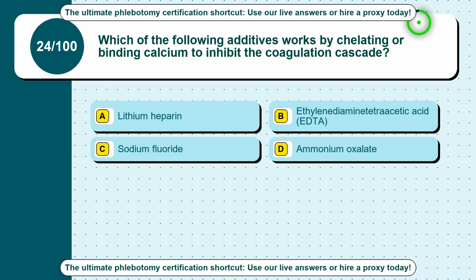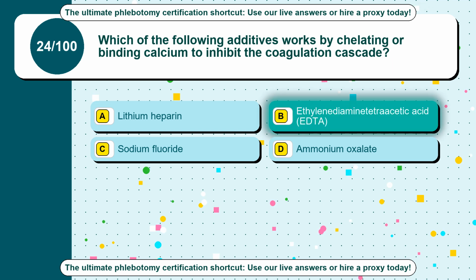Question 24. Which of the following additives works by chelating or binding calcium to inhibit the coagulation cascade? Option A, lithium heparin. Option B, ethylenediamine tetraacetic acid, EDTA. Option C, sodium fluoride. Option D, ammonium oxalate. The correct answer is option B, ethylenediamine tetraacetic acid, EDTA.